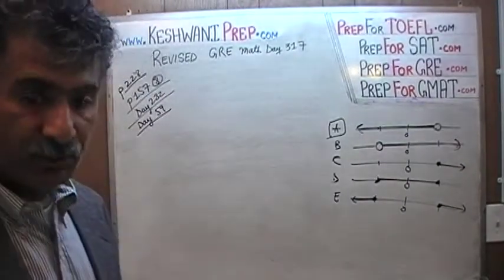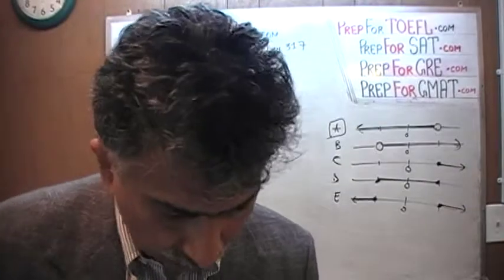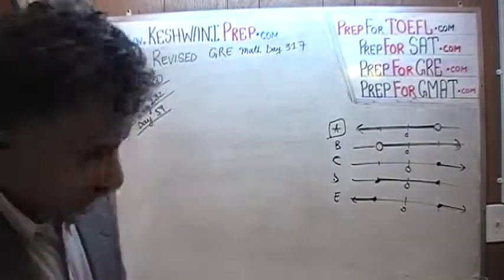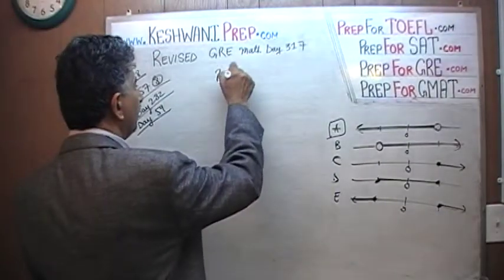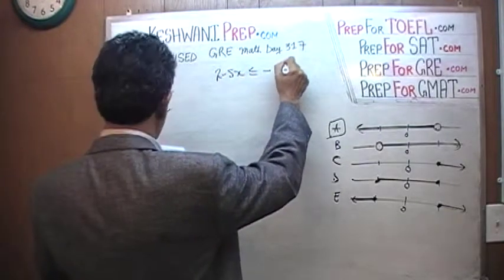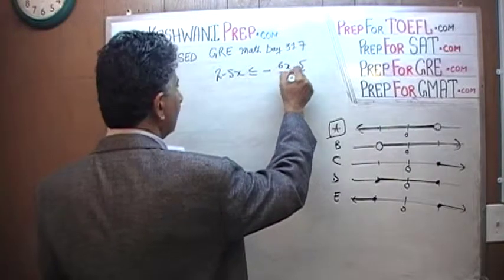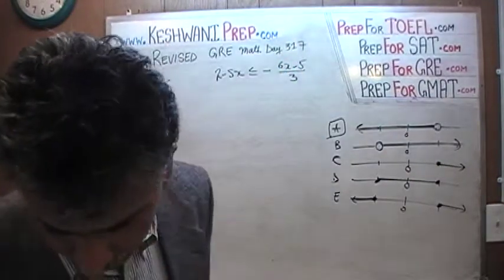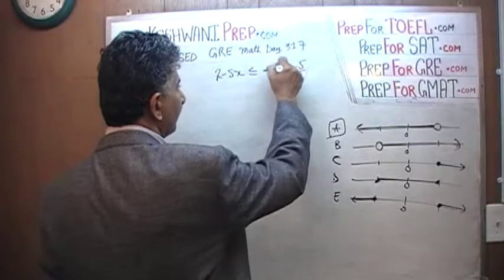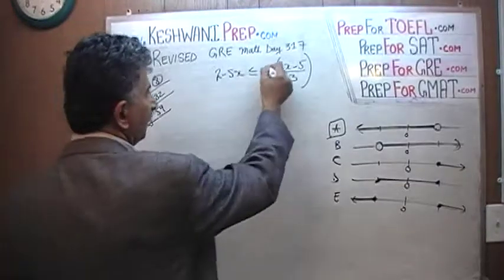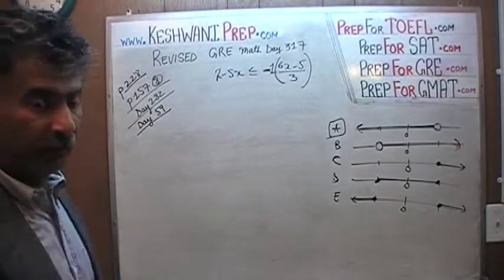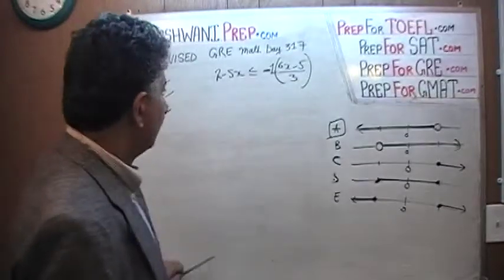So we are now on page number 157, and it says 2 minus 5x is less than or equal to negative (6x minus 5) over 3. Now, you have to pay very close attention here, because otherwise you're going to miss it. This negative is by itself, which means this entire quantity is being multiplied by negative 1. The very first thing we want to do is get rid of this 3 from the bottom.